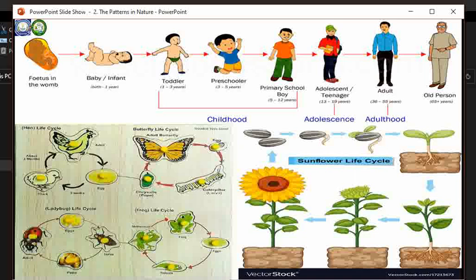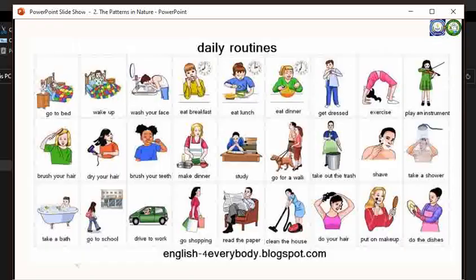Then we also have the pattern where we see the life cycle of certain animals, like the metamorphosis of insects, and even plants in their own right. It has a cycle and it continues to follow unless there will be interventions from human beings. But nevertheless, the natural process is still in a certain pattern.